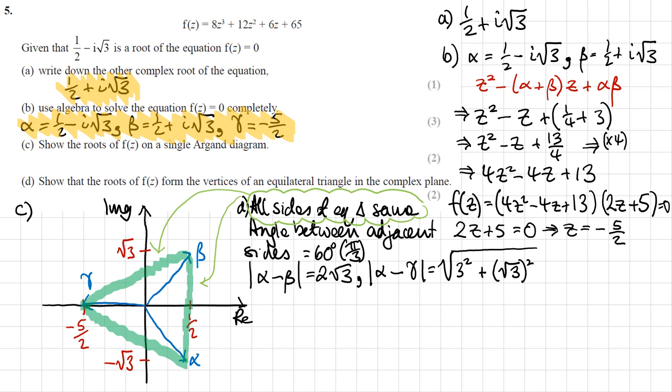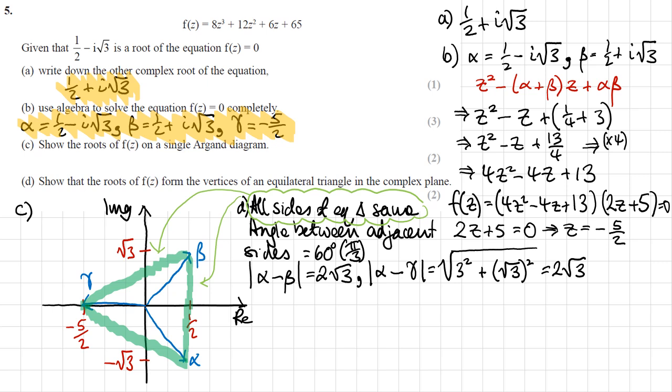So basically the 3 is going to be this distance here between half and negative 5 over 2, and the root 3 is this distance here. So we're basically just using Pythagoras, that squared plus that squared, square rooted. And if we do that, we also get 2 root 3.